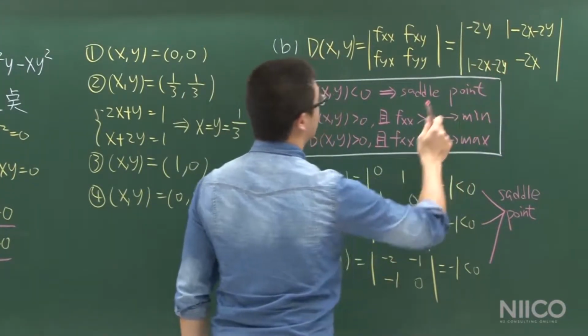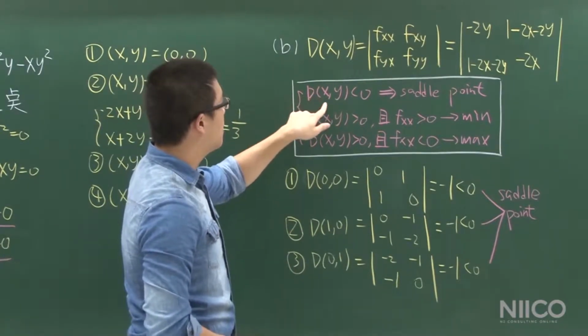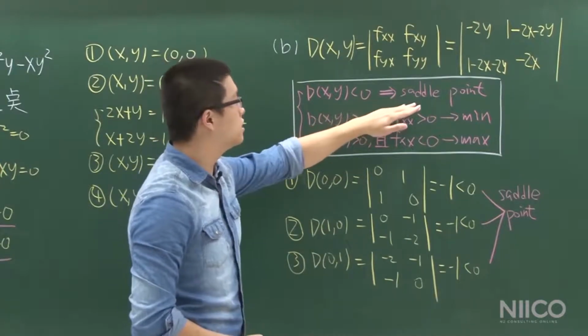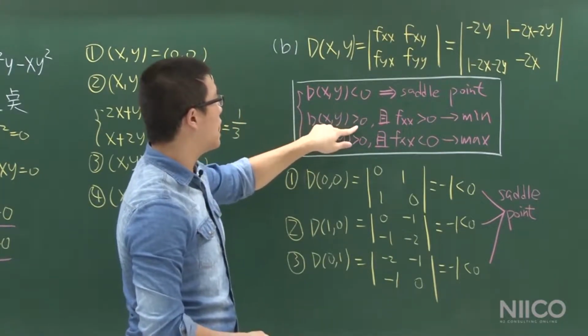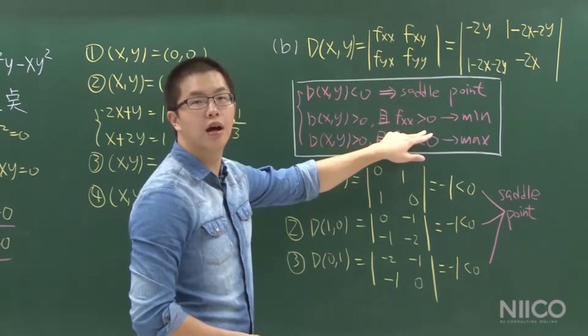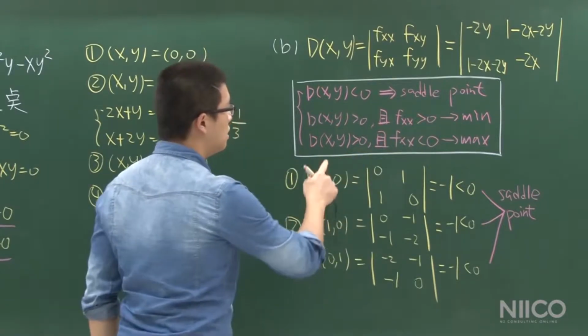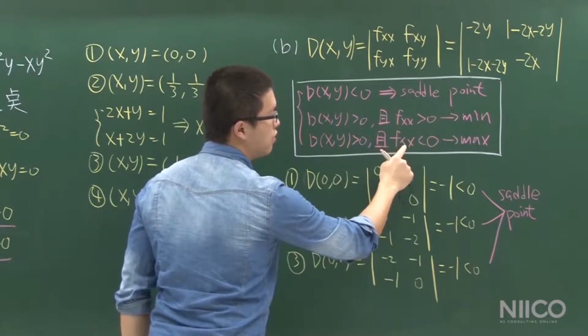Now, when the determinant of this equation is actually larger than 0, we need to see if f double partial x is larger than 0. If f double partial x is larger than 0, that means that it is concaving upwards, so it is actually the minimum value. Now, when f double partial x is smaller than 0, then that means that it is concaving downwards, and so it is actually the maximum value.